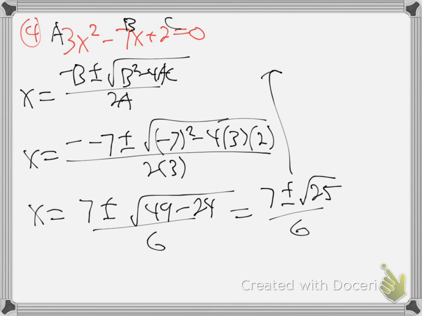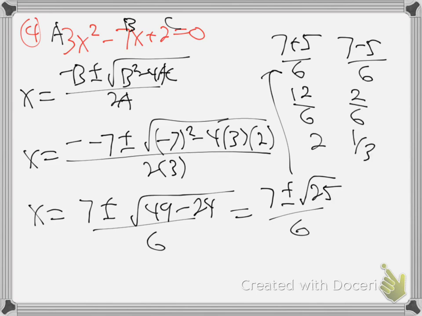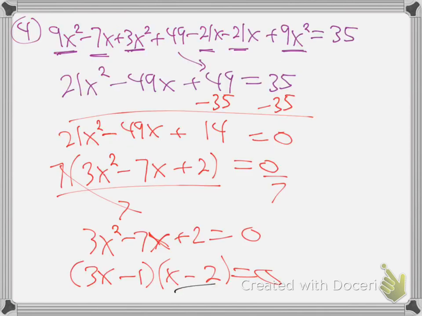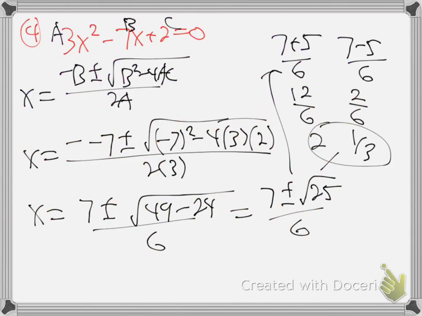That's 7 plus 5 over 6 and 7 minus 5 over 6, which is 12/6, which is 2, or 2/6, which is 1/3. So 2 and 1/3, which is the same two answers we saw here, right? This will be x is 2. And this, if you solve for it, it's going to be 1/3 when you move the 1 over and divide by the 3. Same two answers, 2 and 1/3, by quad or by factoring. Those are the two x answers.